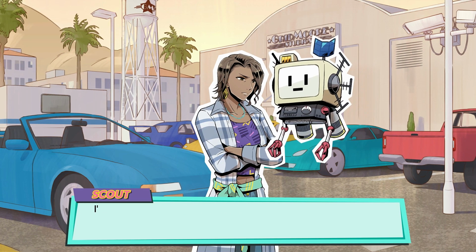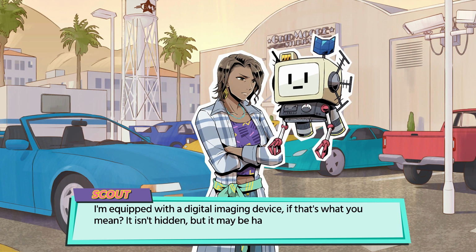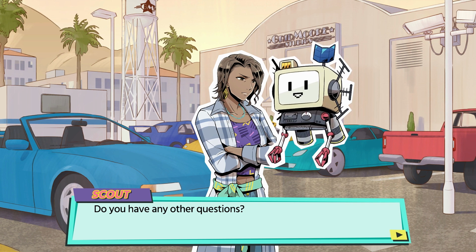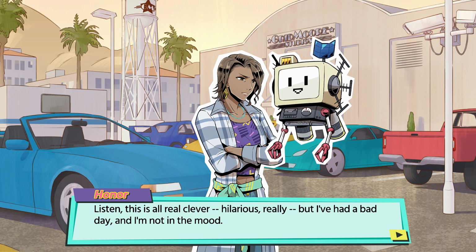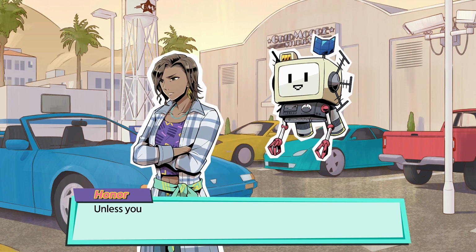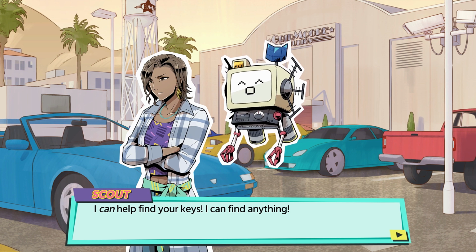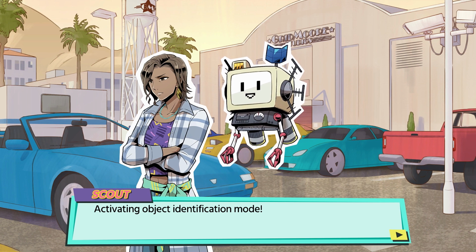Alright, where's the hidden camera? I'm equipped with a digital imaging device, if that's what you mean. It isn't hidden, but it may be hard to see from where you're standing. Do you have any other questions? Listen, this is all real clever, hilarious really, but I've had a bad day and I'm not in the mood. Unless you can find my car keys, I suggest you get lost. I can help find your keys. I can find anything. Activating object identification mode.